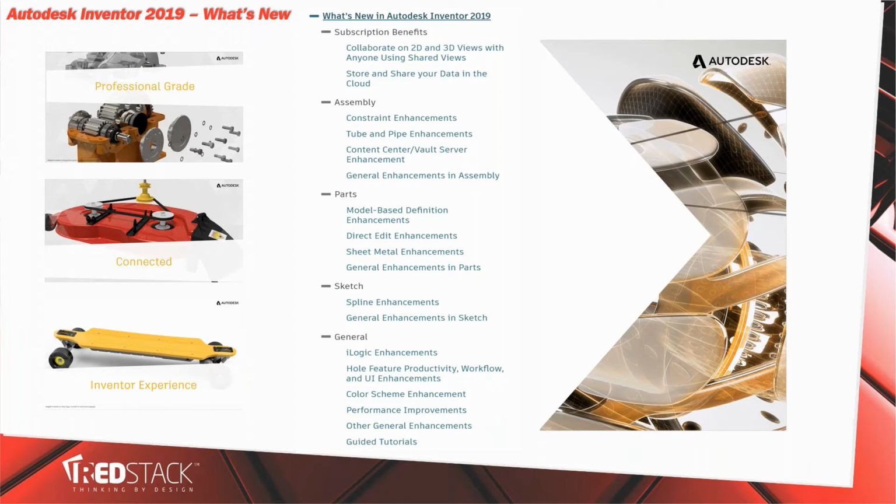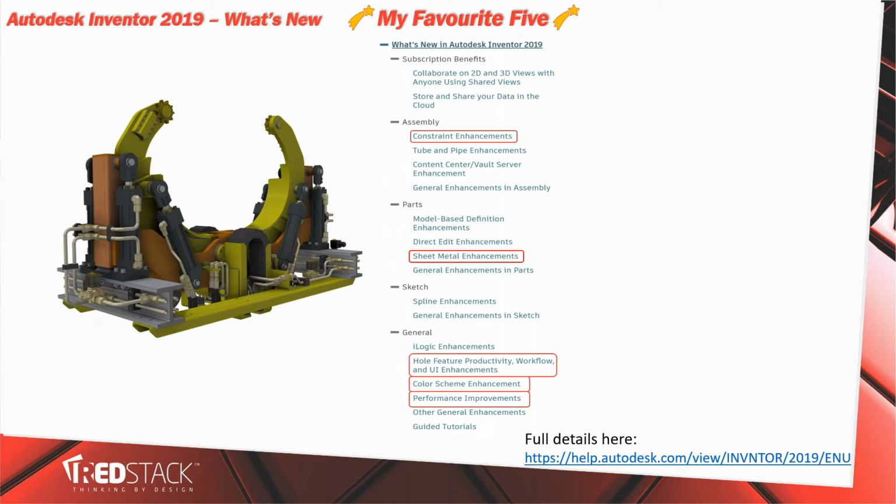Okay, so I've picked out here the 5 that I'm going to talk about today. One from assembly environments: I'm going to talk about some of the constraint updates and also some sheet metal enhancements. As I mentioned, there's been a couple of changes there which I'd like to highlight.